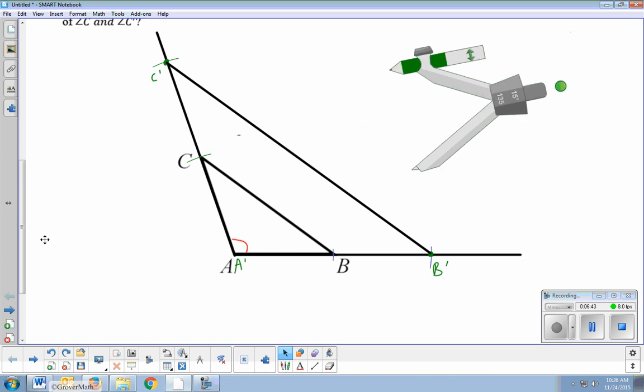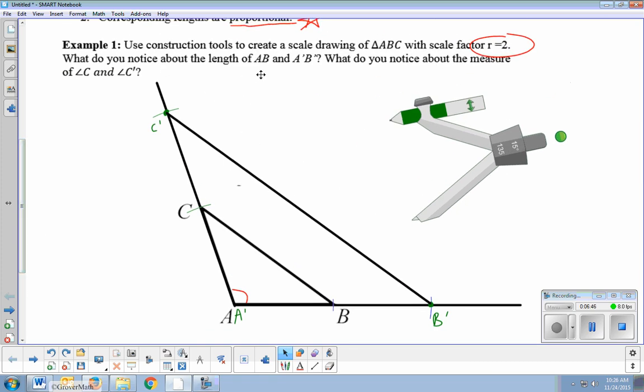So what do we notice about a couple of things? What do we notice about AB and A prime, B prime? Well, it's twice the size. A prime, B prime equals twice the size of AB because we had a ratio of 2. And what do you notice about the measure of angle C and angle C prime? Well, even though the triangle got bigger, the angle measurements did not change.